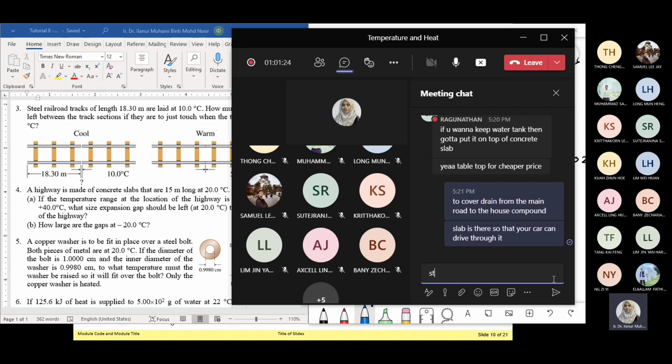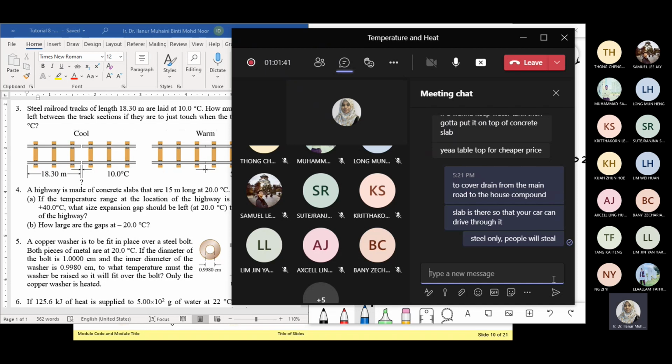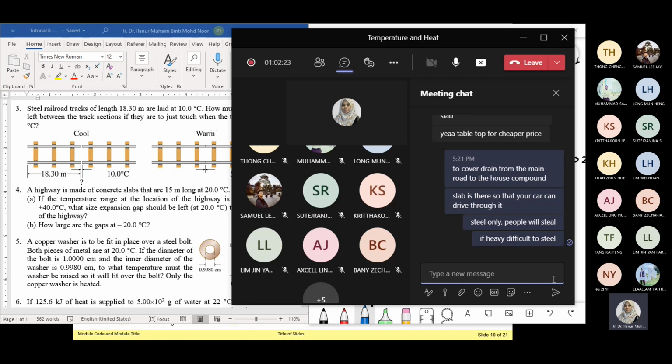Last time they used steel only. If you steal only, people will steal. Steal, different spelling. Nowadays if you use steel only without the concrete mixed with the steel, people or drug addicts can steal the steel because it is expensive, can sell. After you add the slab, it becomes heavy, right? Heavy, difficult to steal. Okay, that is why steel, different spelling, sorry.